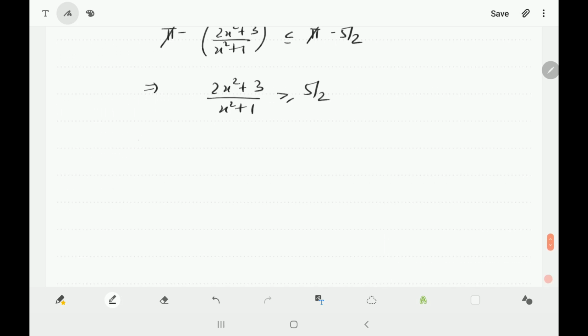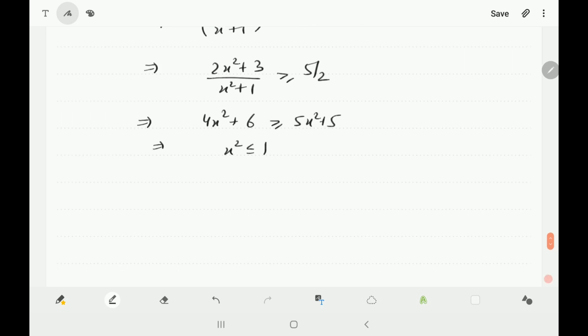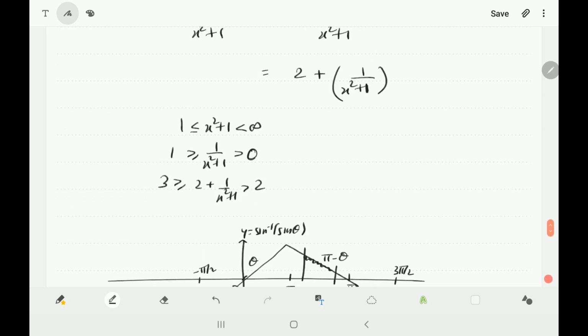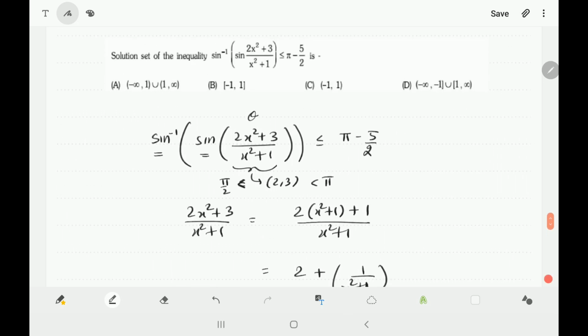Because the terms are positive on both sides, you can cross multiply. 4x² + 6 is greater than or equal to 5x² + 5. So we will have x² less than or equal to 1, so the values of x are in the closed interval from minus 1 to 1. Let's see which option it is. The answer for this inequality is the closed interval minus 1 to 1, which is option B. So the answer for this problem is option B.